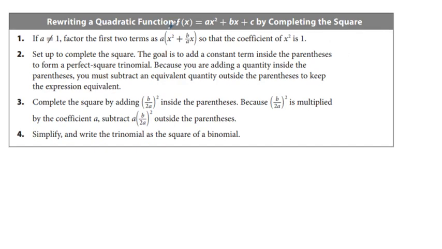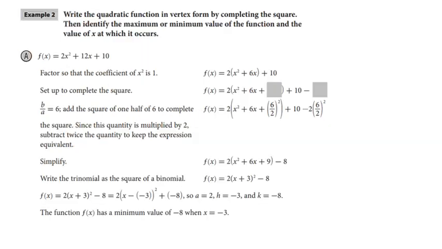So we have a step process here talking about what to do. It's kind of an academic way of doing it. We're just going to work ahead on this. We have an example of creating a perfect square here. So we factored out this 2 from this 2x squared and 12x. You get 2 times x squared plus 6x.